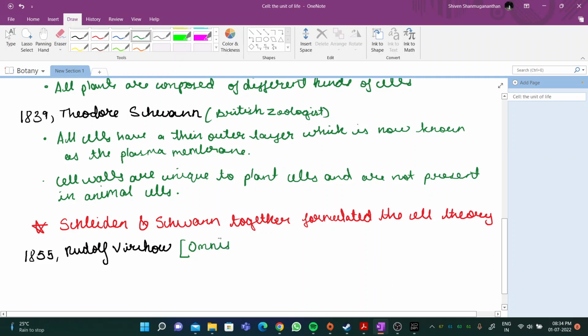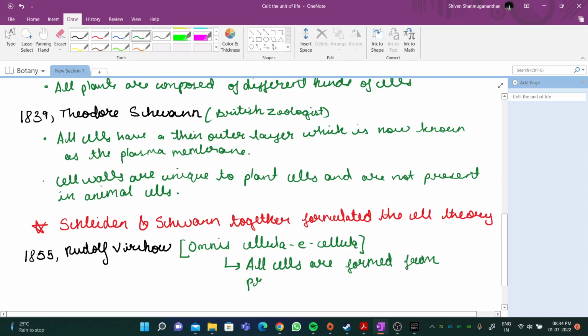So omnis cellula e cellula. Now what this meant is all cells occur from pre-existing cells, or all cells are formed from pre-existing cells. So which means all cells are formed from pre-existing cells.